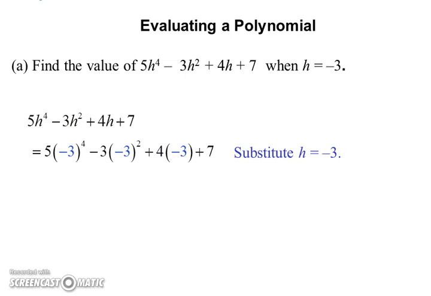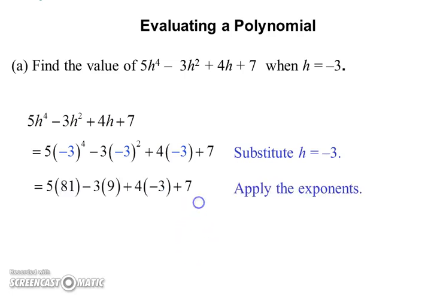When we raise negative 3 to the fourth power, we should get a positive number, and it will be negative 3 times negative 3 times negative 3 times negative 3, and we'll get positive 81. So we have 5 times 81. When we raise negative 3 to the squared, or to the second power, we get a positive 9. So we have minus 3 times 9 plus 4 times negative 3 plus 7.